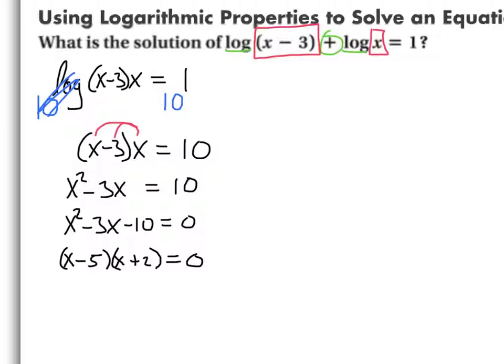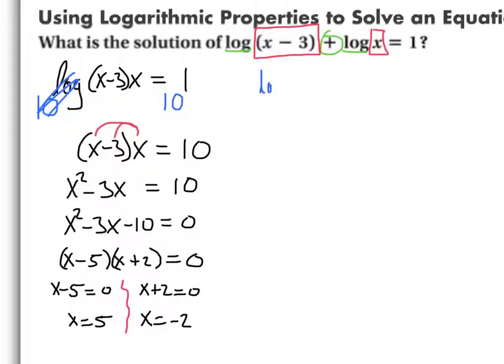Now that we have this, remember what we did? We broke them up. X minus 5 equals 0. X plus 2 equals 0. So then x must equal 5, and x must equal negative 2. Check. Got to check it. Let's plug them back in. Remember, you always plug it into the original equation.